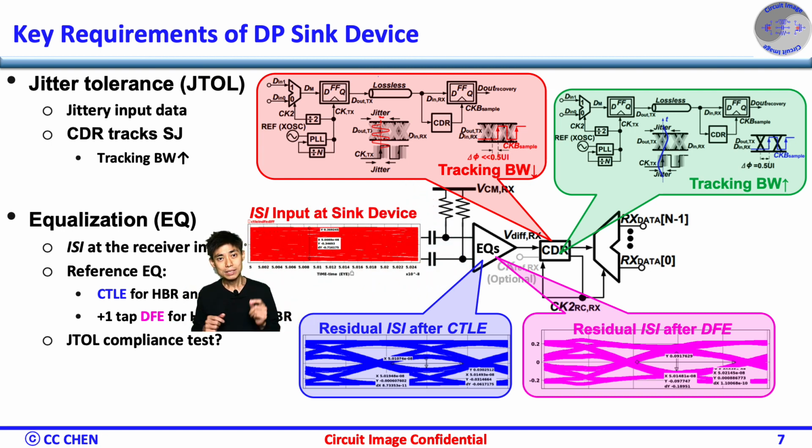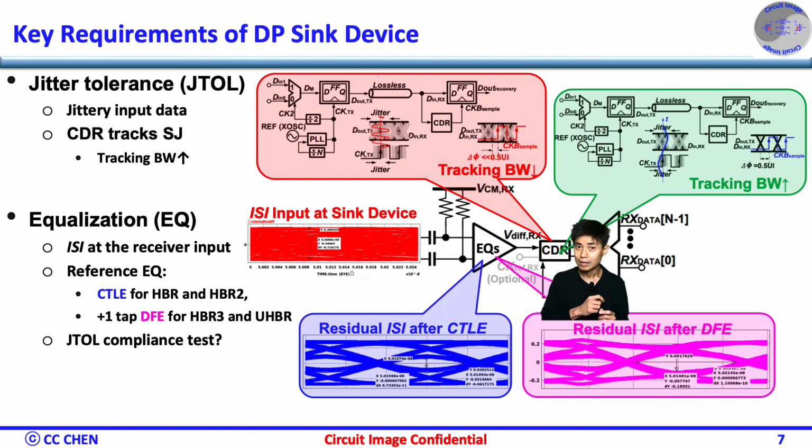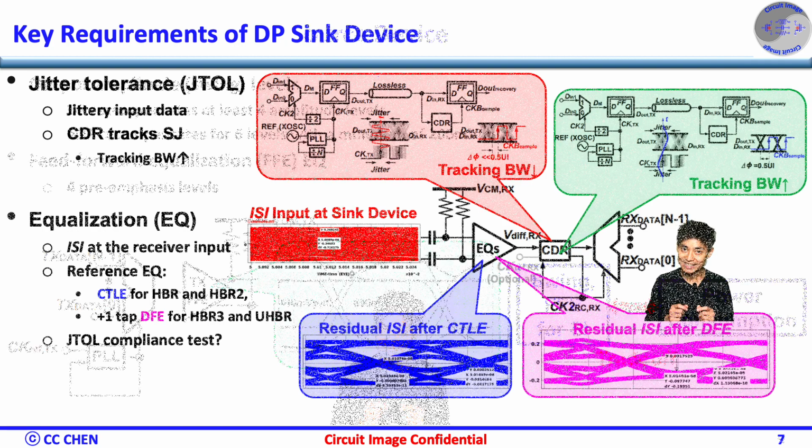Therefore, the DP specifies the reference EQ like CTLE for HBR and HBR2, such low data rate and low loss, by adding the DFE for HBR3 or any UHBR up to 20 gigabit per second. Therefore, any device must outperform the reference EQ to pass the jitter tolerance compliance test easily.